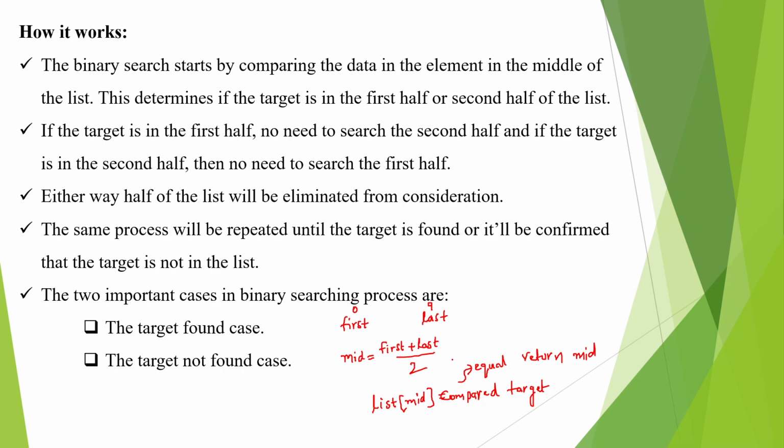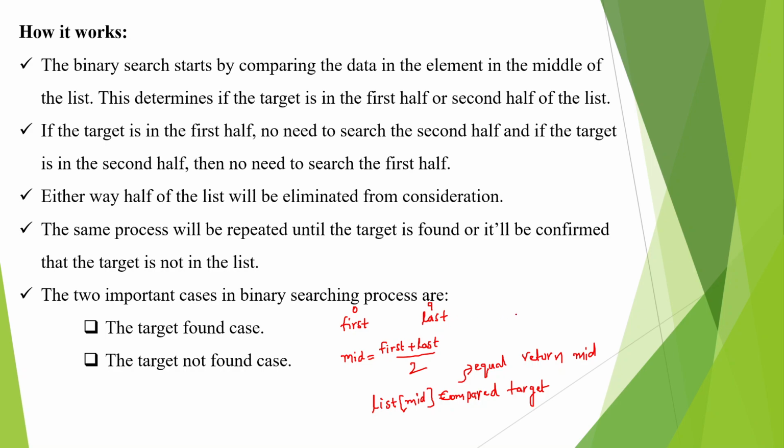If it is not equal, we check whether it is greater or lesser than the target. Whatever list of mid item we are comparing, we do the comparison. If it is greater, one more time we modify the first only, and if it is lesser, again we modify the last only. So that is how it works.